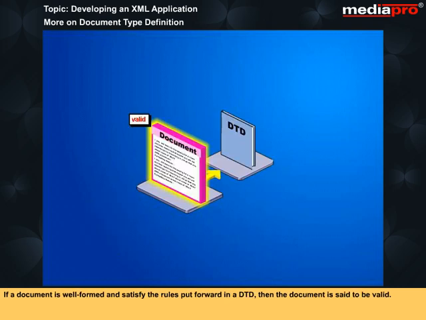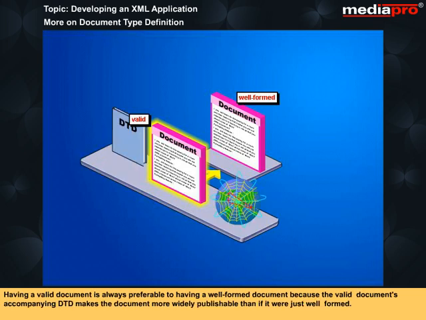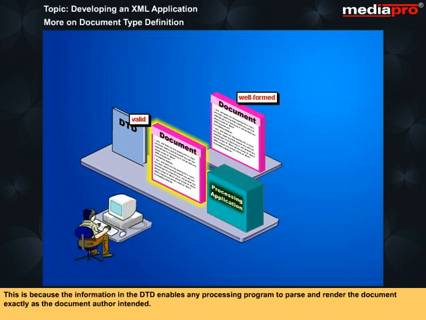If a document is well-formed and satisfies the rules put forward in a DTD, then the document is said to be valid. Validity is a stronger condition than well-formedness because it ensures that there are no syntax errors in the document. Having a valid document is always preferable to having a well-formed document because the valid document's accompanying DTD makes the document more widely publishable than if it were just well-formed. This is because the information in the DTD enables any processing program to parse and render the document exactly as the document author intended.